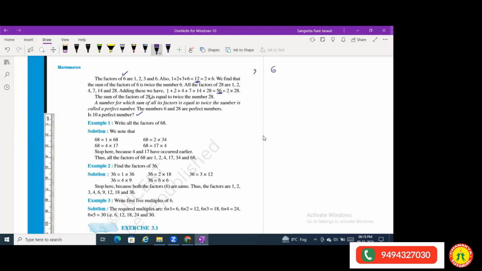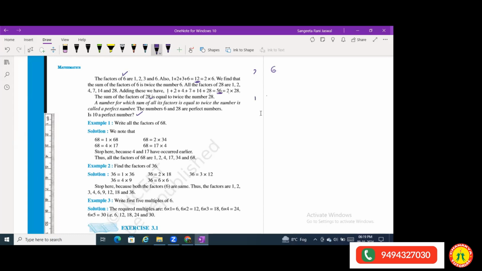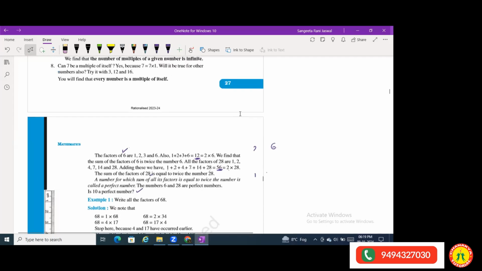Is 10 a perfect number? What are the factors of 10? Ma'am, I'm not getting these perfect numbers. Can you explain? Never mind.